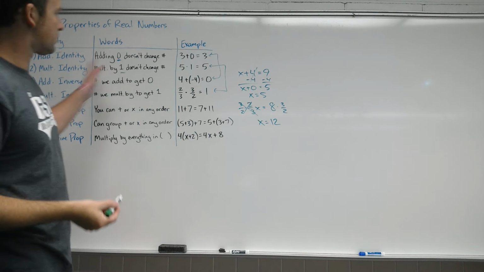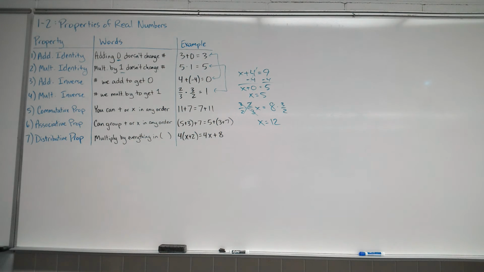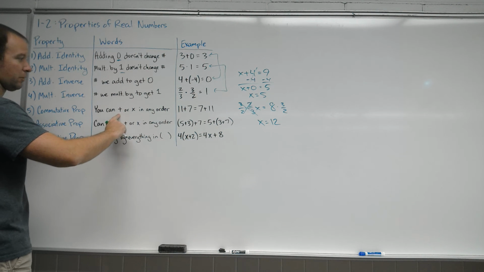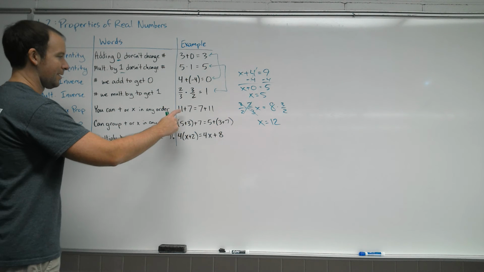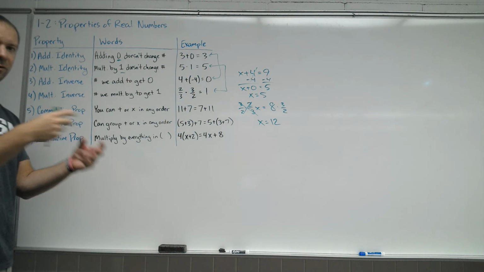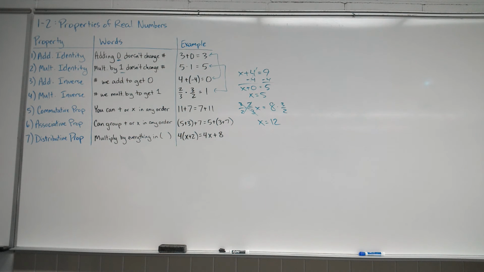Okay, so those are the ones you're not as familiar with, at least by name. The three you're familiar with, hopefully, are the commutative property, the associative property, and the distributive property. Commutative, commute, to move. So the commutative property is the moving property. It says you can add or multiply in any order. 11 plus 7 is the same thing as 7 plus 11. It doesn't matter which order you do it when it's adding and multiplying.